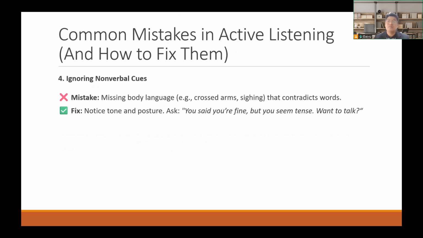it will lead you to the opposite understanding of this communication. So, while you notice this kind of tone or posture, you can also follow up with a question like, okay, you seem tense. Do you want to have a talk?